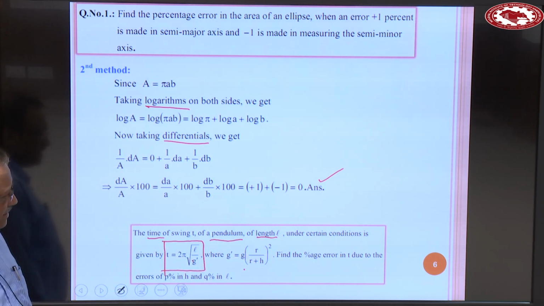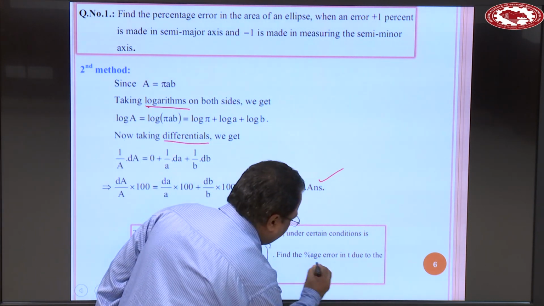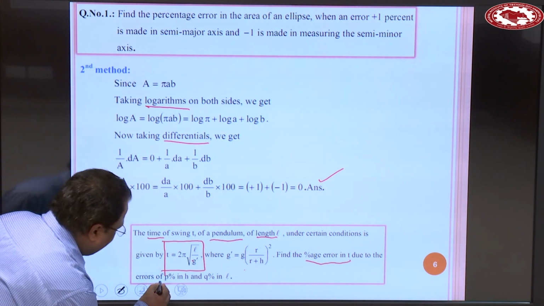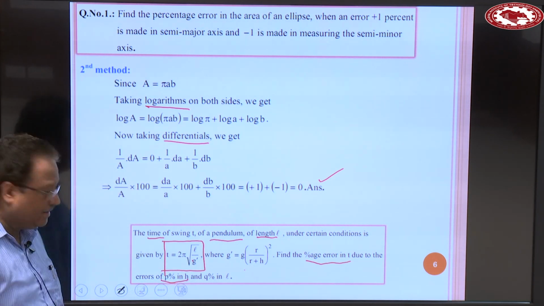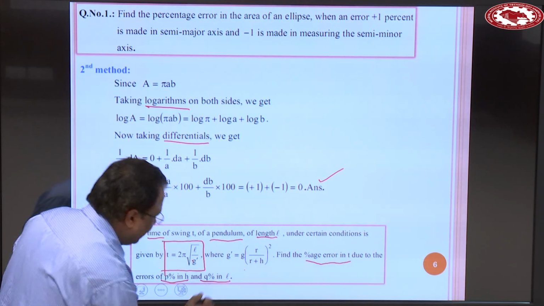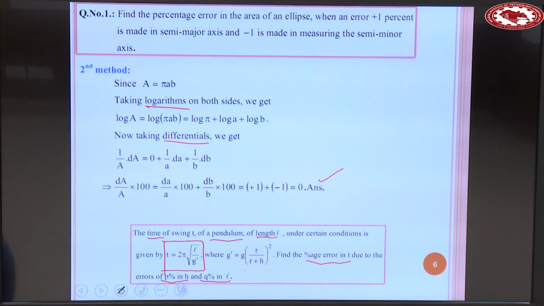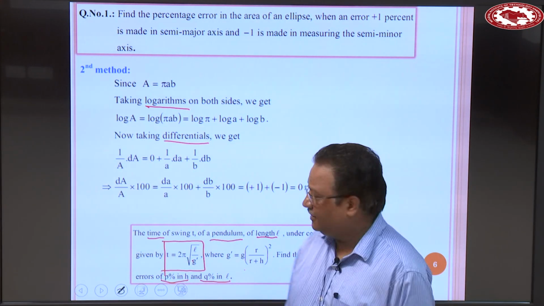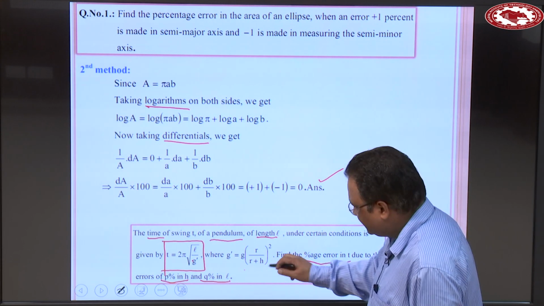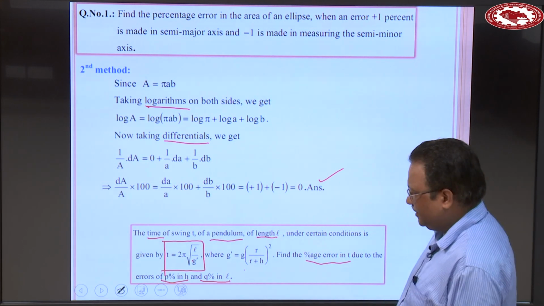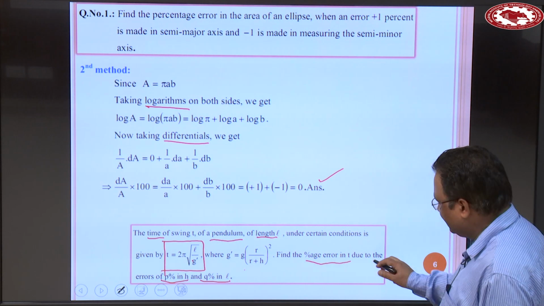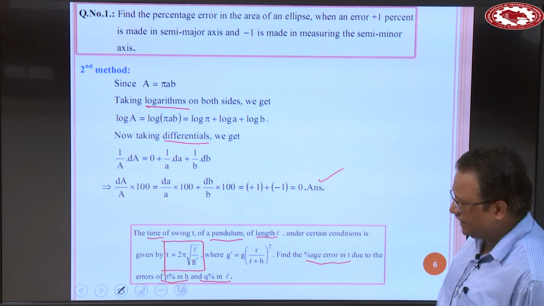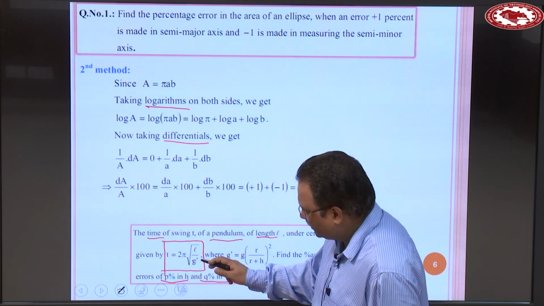Find the percentage error in T. So, we have to evaluate the percentage error in T due to errors of P% in H, meaning H is a variable, and Q% in L, meaning L is a variable. So, in these two variables H and L, percentage error is given, and G dash is defined by this relation. You have to evaluate the percentage error in the value of T, and T is equal to 2 pi under root L over G dash.